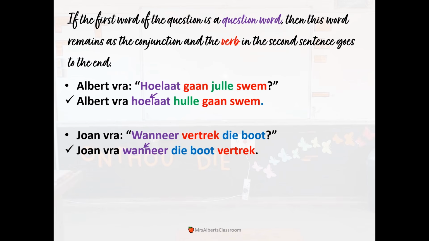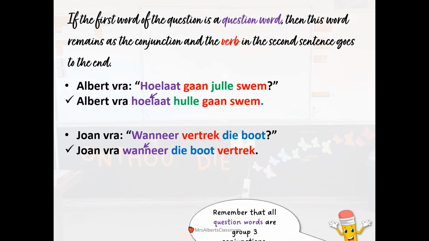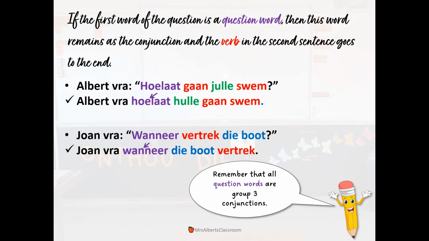When we look at the next one, we have a question word, wanneer. Wanneer moves into the spot after vra, and you've got the verb moving towards the back. What you will also notice is that your question is not a question anymore. So do not put a question mark at the end of your indirect speech sentence.